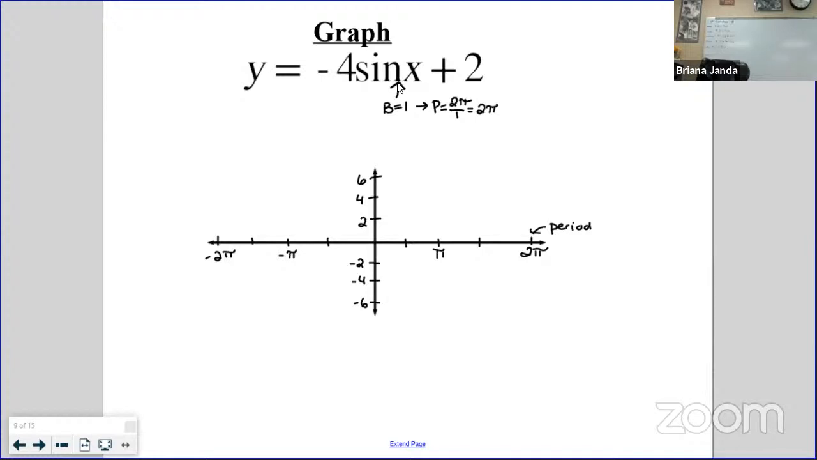Then when I go to start drawing my picture, I actually start with D, right? In this case, D equals 2, or our vertical shift equals 2. And that is where I draw my midline. I numbered by 2s, so mine's at my first tick mark here.